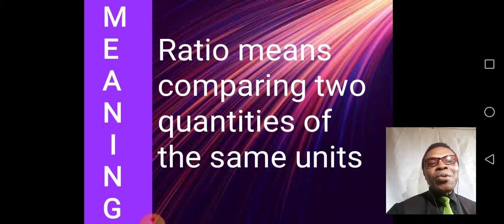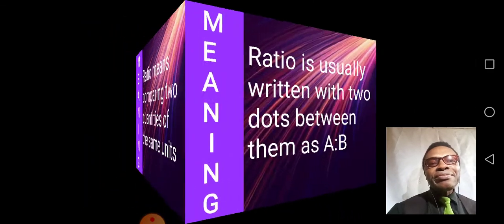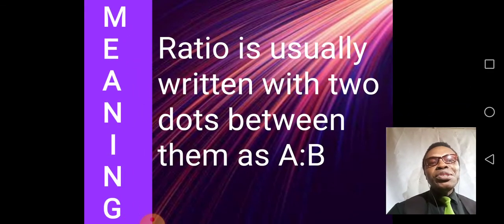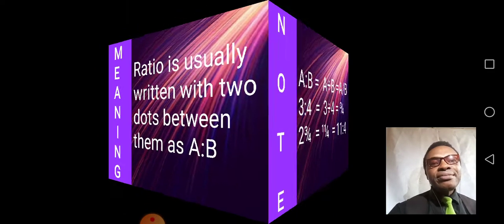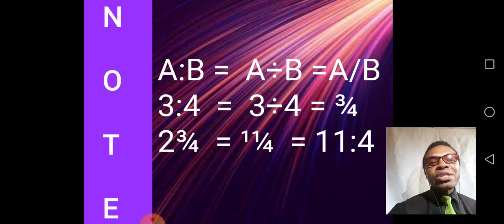Ratio means comparing two quantities of the same units. Now, ratio is usually written with two dots between them, as you can see in A ratio B. So ratio is that two dots. Take note, when we say A ratio B, we also mean A divided by B. It's also written as A over B.